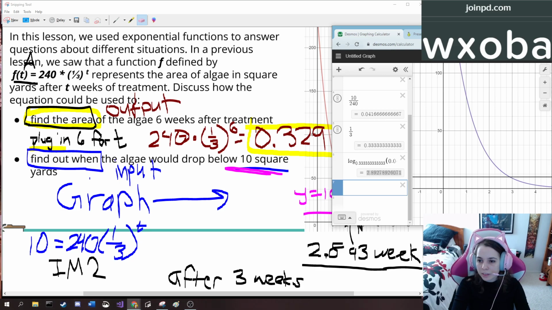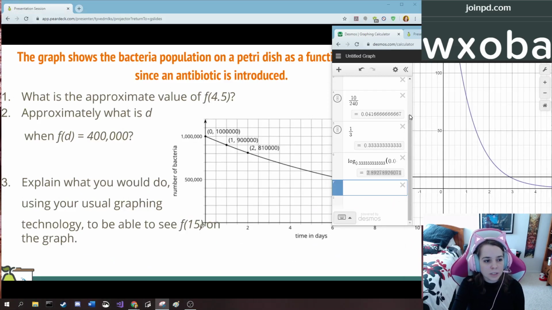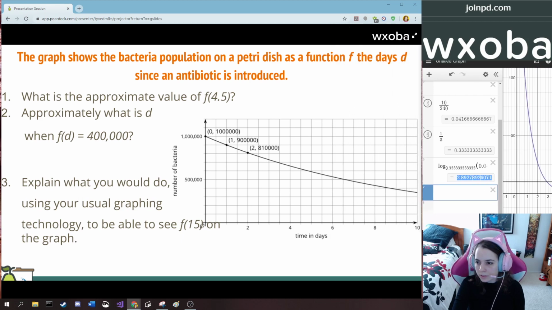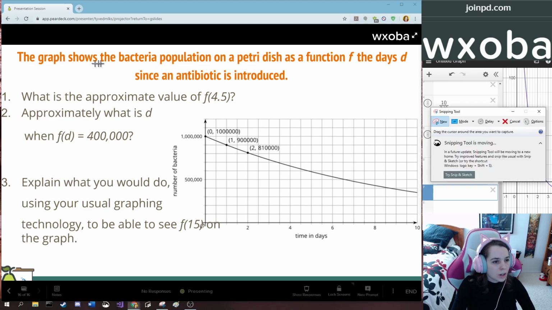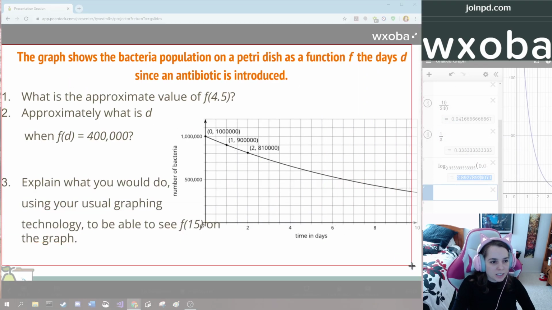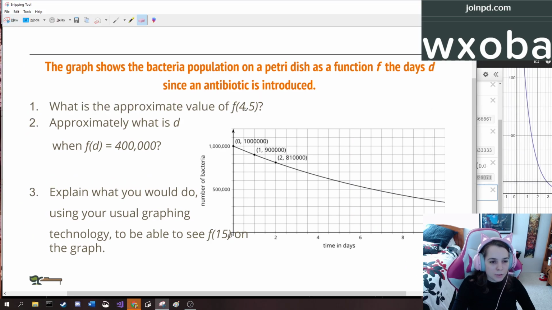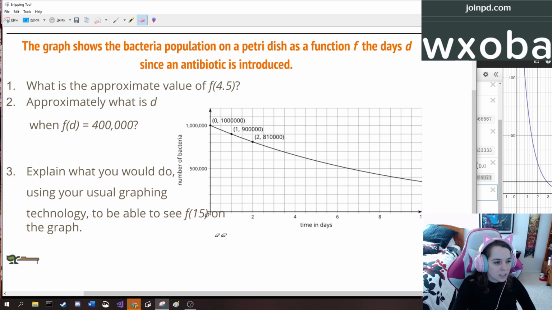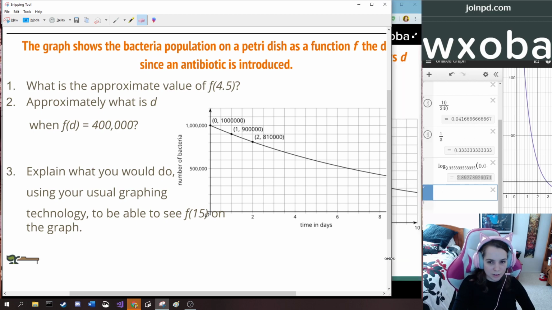All right, so then we'll take a look quickly at the cooldown. All right, so this is bacteria in a petri dish. Okay, since an antibiotic is introduced, what is the appropriate value of f of 4.5? Approximately, what is d when f of d equals 4,000? Explain how you would use your graphing technology to use f of 15.